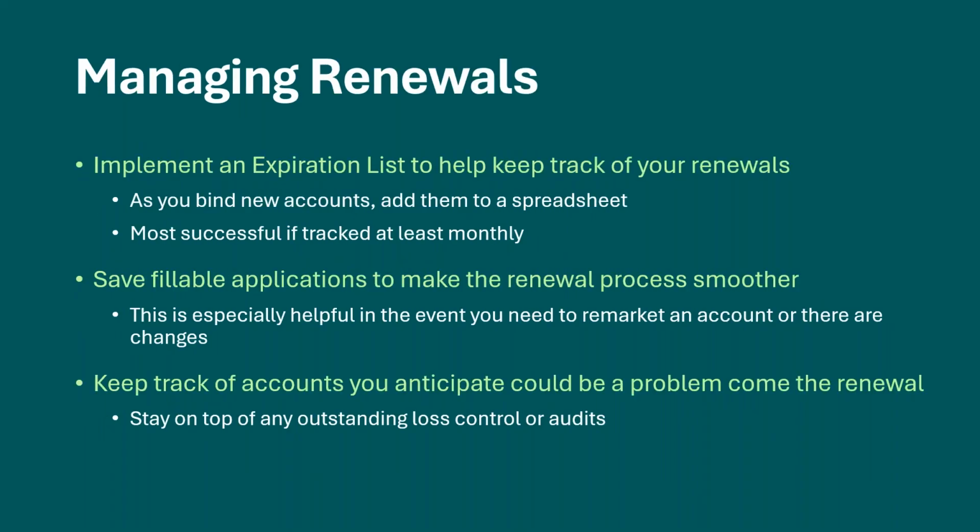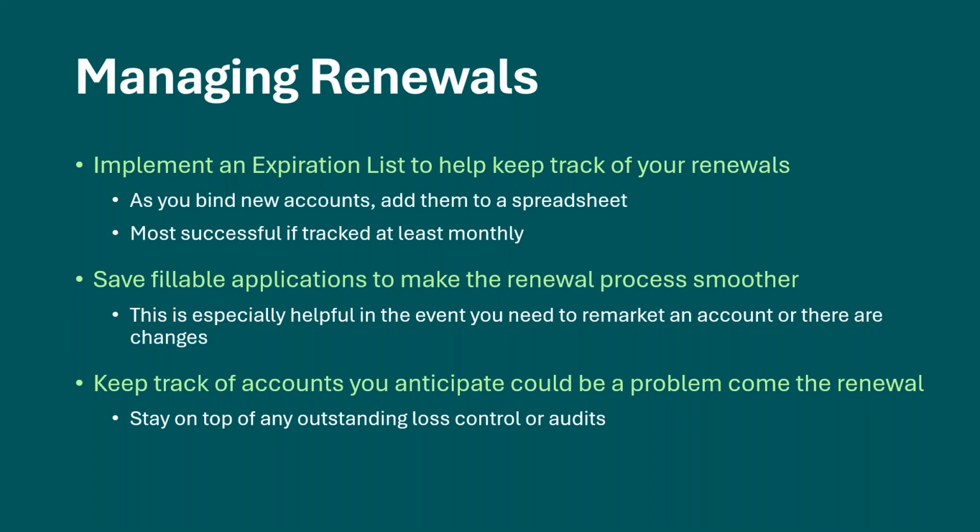Here is a brief overview of the key factors in managing your renewal book. First, like we discussed, is implementing an expiration list to help keep track of your renewals. So as you bind accounts, add them to a spreadsheet. We find it's most successful if tracked at least on a monthly basis. Saving fillable applications makes the renewal process smoother. This is especially helpful in the event that you need to remarket an account or there are any changes.